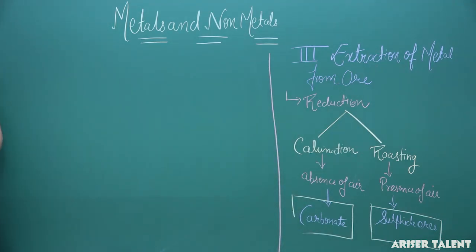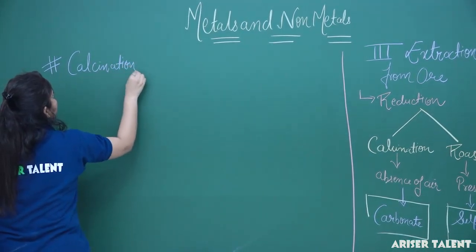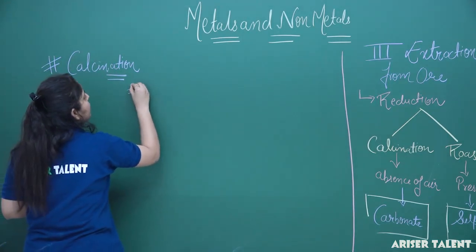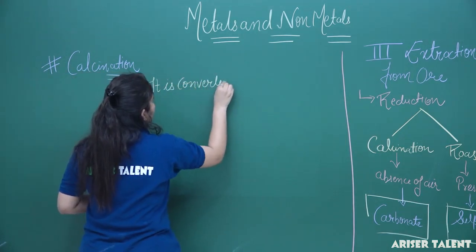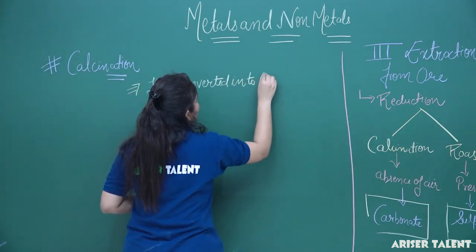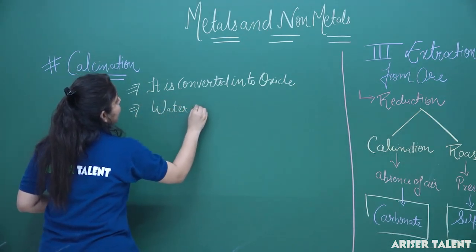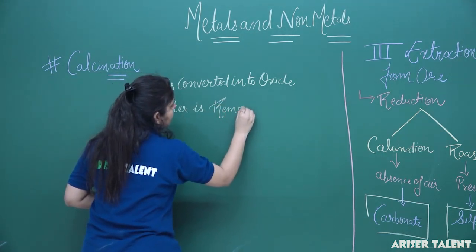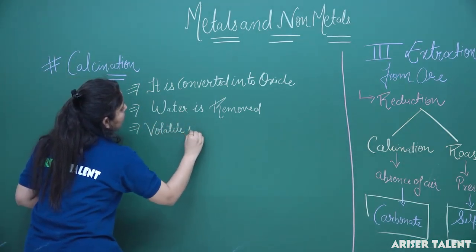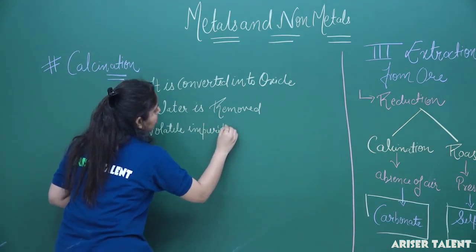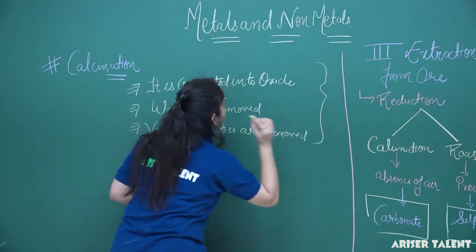So if I am talking about calcination, there are three things that actually happen. First, it is converted into oxide. Second step, water is removed, and the third step is that volatile impurities are removed. So we can say that these are the three basic criteria concerning calcination.